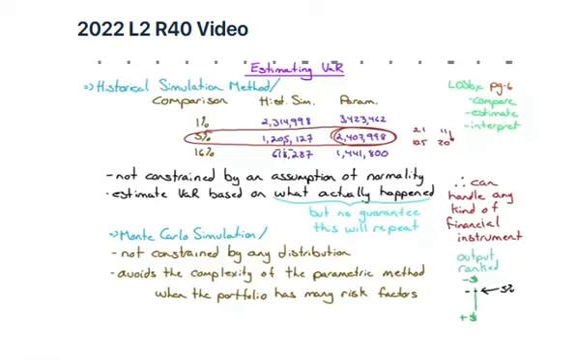Whereas the parametric method, we made an adjustment. We actually raised the volatility. So this represents the lower volatility that happened over that 2-year period. This represents what we think should be a higher level of volatility.